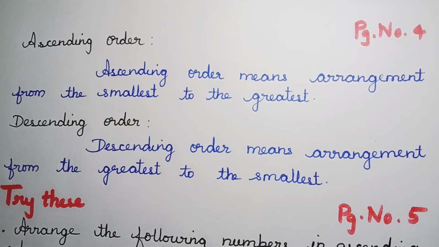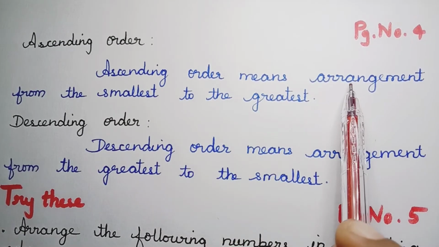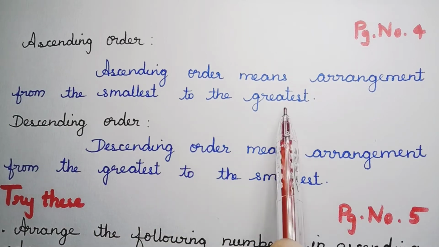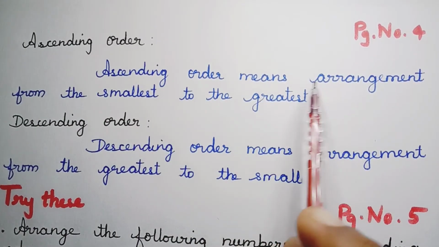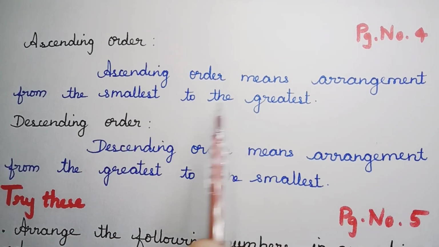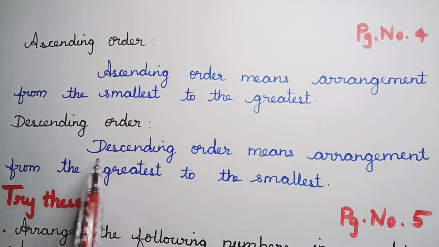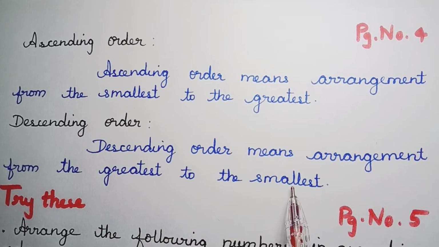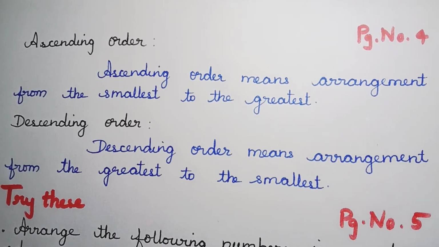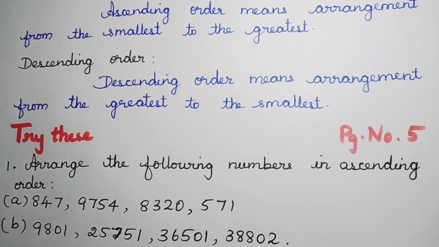So what is ascending order? Ascending order means arrangement from the smallest to the greatest. Okay, it can be any value which is arranged from smallest to greatest is known as ascending order, and descending order means arrangement from the greatest to the smallest. Okay, learn this.